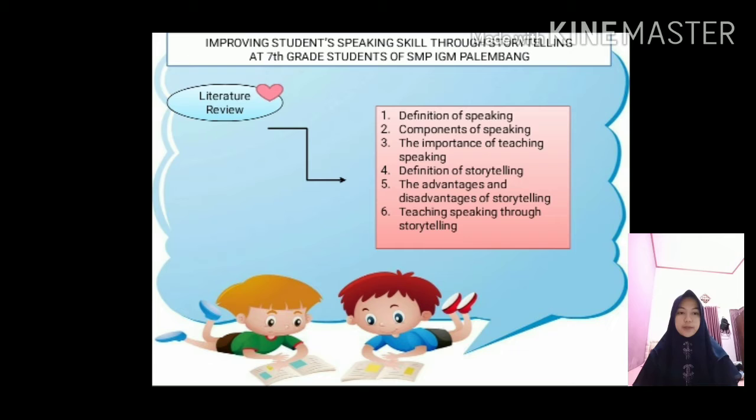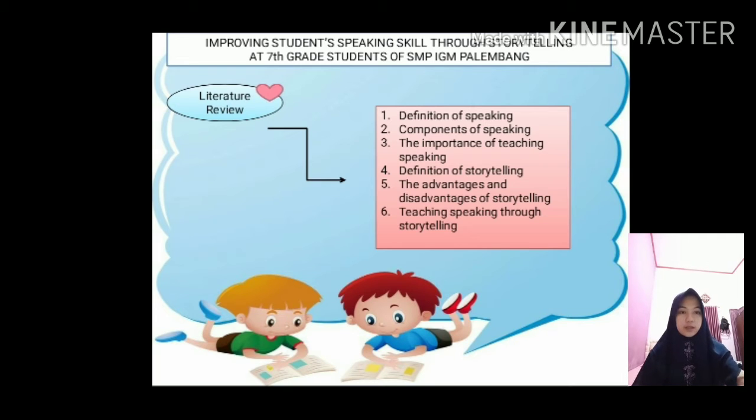And then literature review. This chapter presents several theories related to the research topic. This review is intended to provide important background information to support research and discussion of findings. So in this research, the literature review consists of speaking and the method used in this research, that is storytelling, as well as the related studies or the previous studies related to the topic of research.